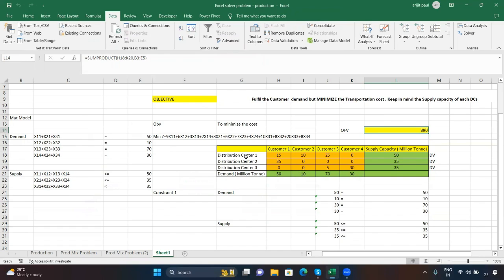And from the distribution center, we need to supply 15 ton of coal to customer 1, 10 ton of coal from DC1 to customer 2, 25 ton of coal from DC1 to customer 3, and to customer 4, we are not supplying anything from DC1.